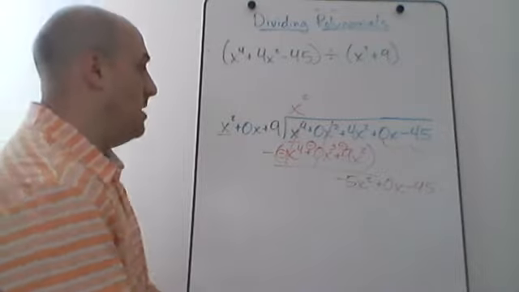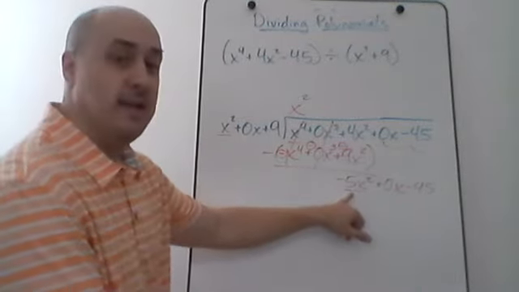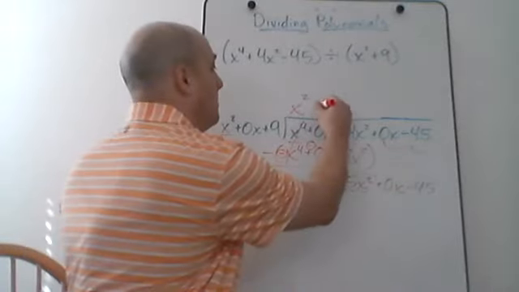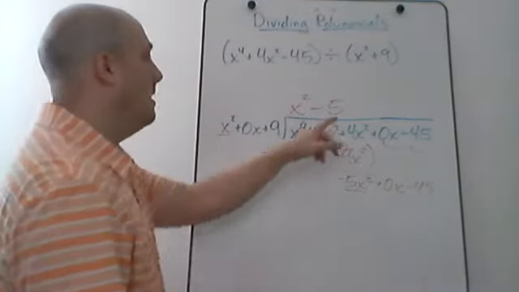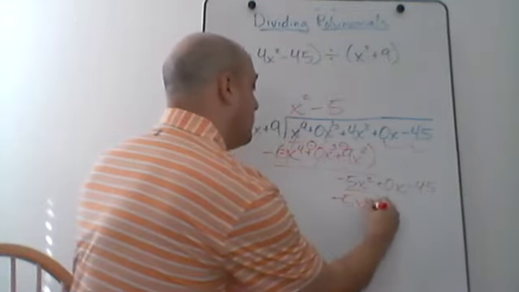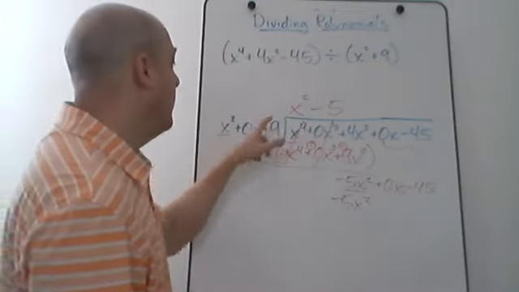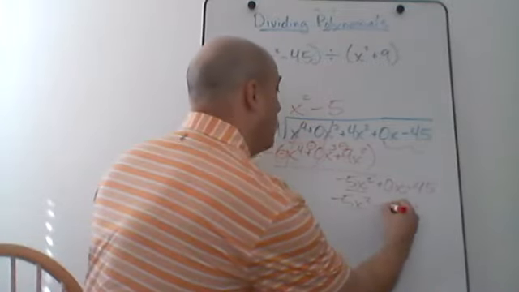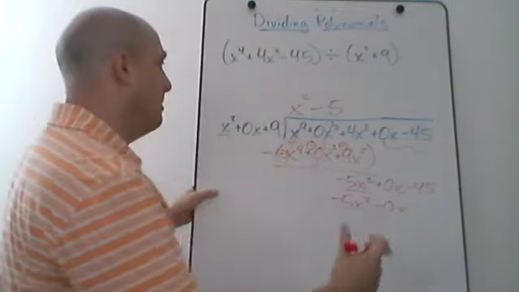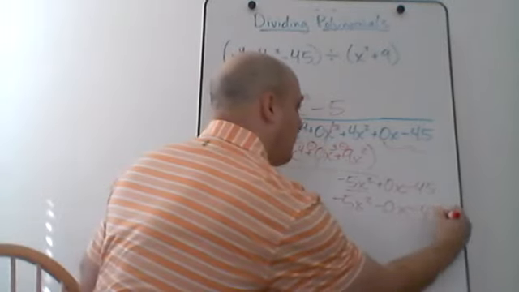All right, and then I do it again. I take my first term here, the x squared. What do I multiply that by to get negative 5x squared? Well, I need to multiply it by negative 5. All right, and then I multiply it all out. So negative 5 times x squared is negative 5x squared. Again, should be exactly the same as what's up above. It's a good sign. Negative 5 times 0x is going to be minus 0x or plus 0x. It doesn't really matter. Negative 5 times 9 is going to be negative 45.